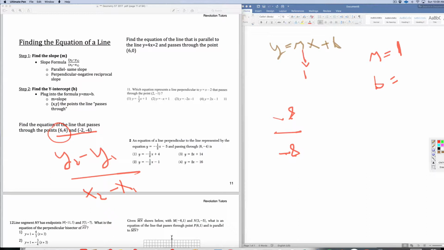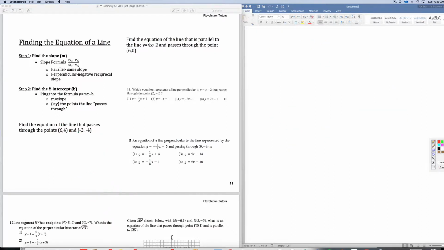So let's use the positive points. Why not? 4 equals 1 times 6 plus b. You minus, you get b equals -2. Final answer then would be y equals 1x minus 2. Obviously, you could also say x, but that one is just for the student's benefit. They know that it'd be like 1. Good? Very simple. Okay, so that's one when they gave us 2 points.